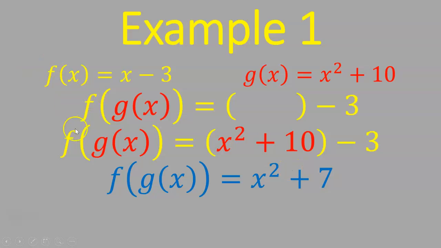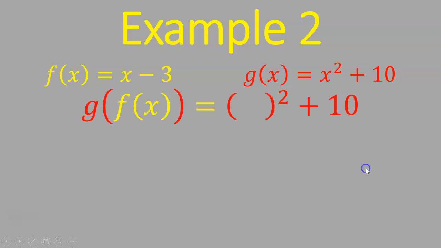So again, we started with that first function you see, f. We wrote it exactly as we saw it, except we took x out and put a parenthesis instead. And inside that parenthesis, we put the other function. Second example, same 2 functions, we're going to reverse it. This is called g of f of x.